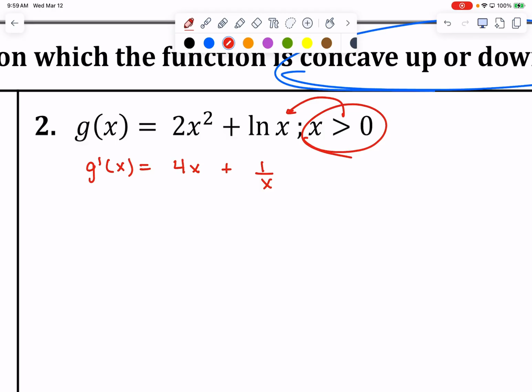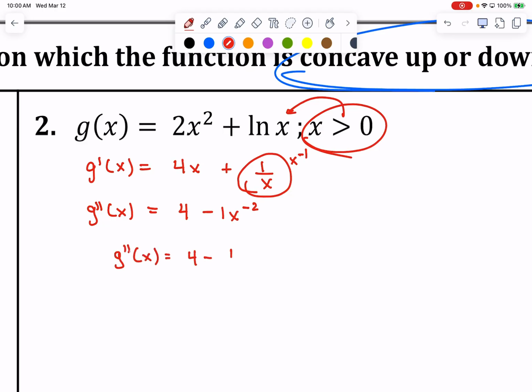You can never take the log of 0 or a negative. Okay? G double prime. We're going to have 4, and think of this as x to the negative 1. So it's going to be minus 1x to the negative 2 when you take the derivative of that. So it's 1 over x squared. So it's really just 1 over x squared. 4 minus 1 over x squared.